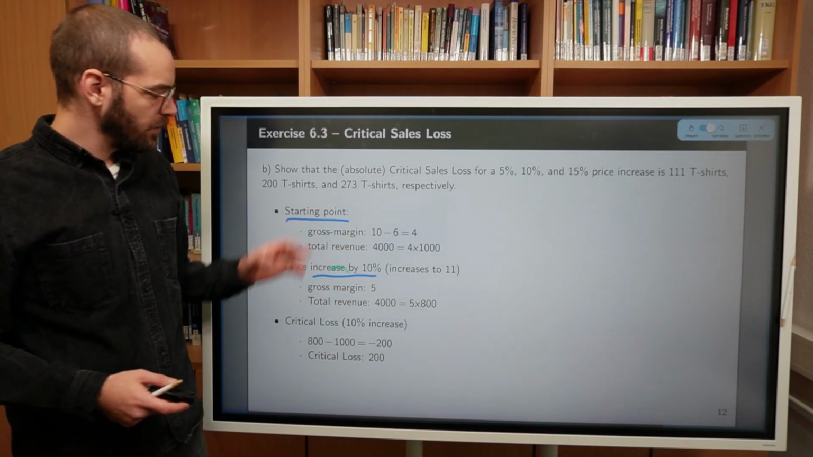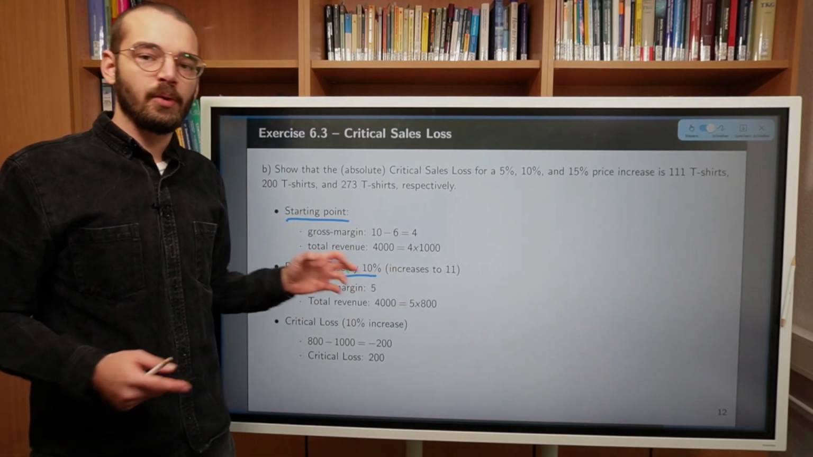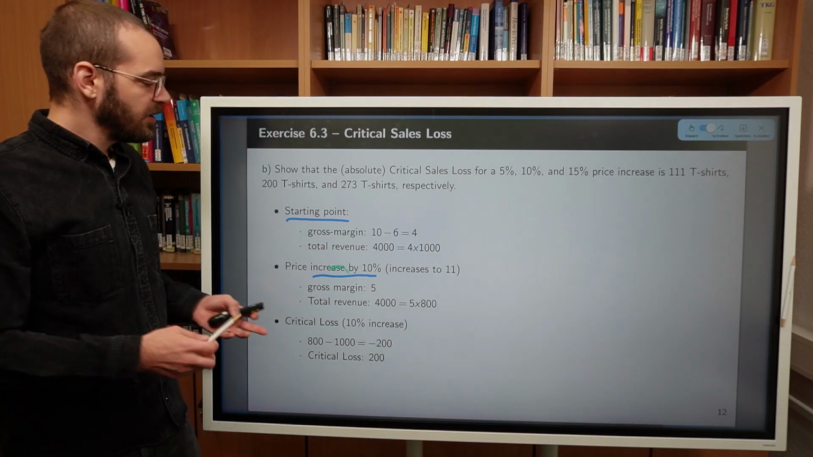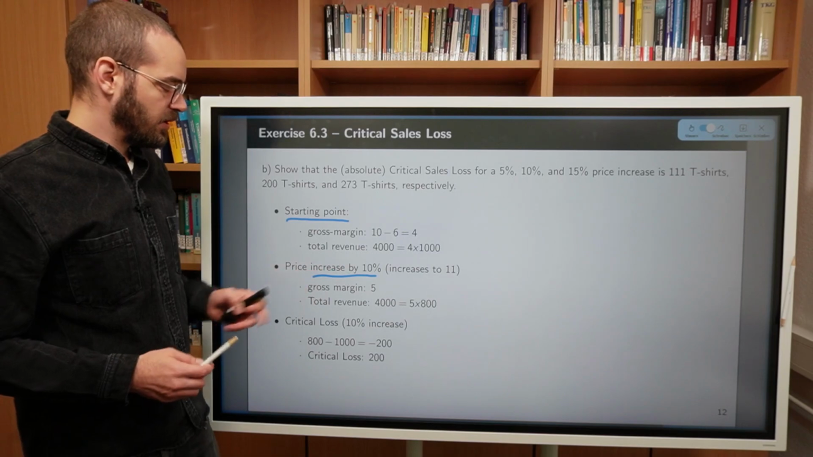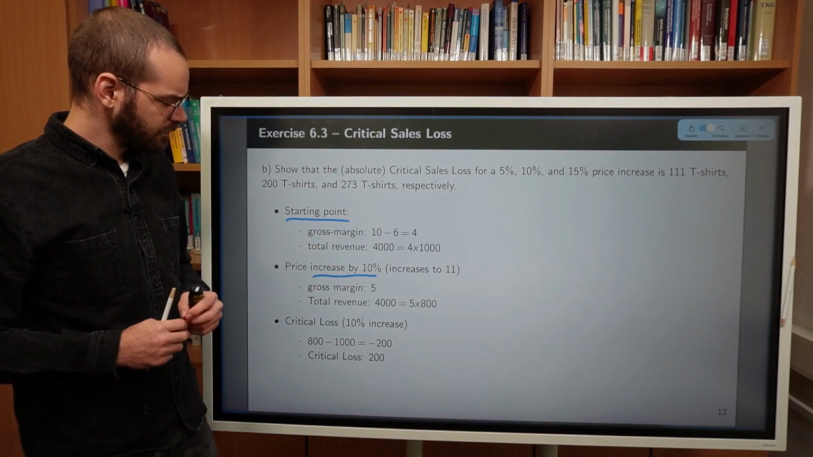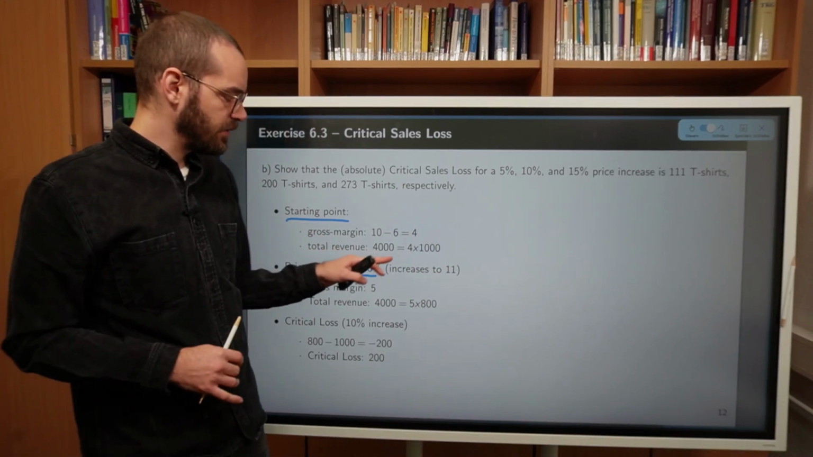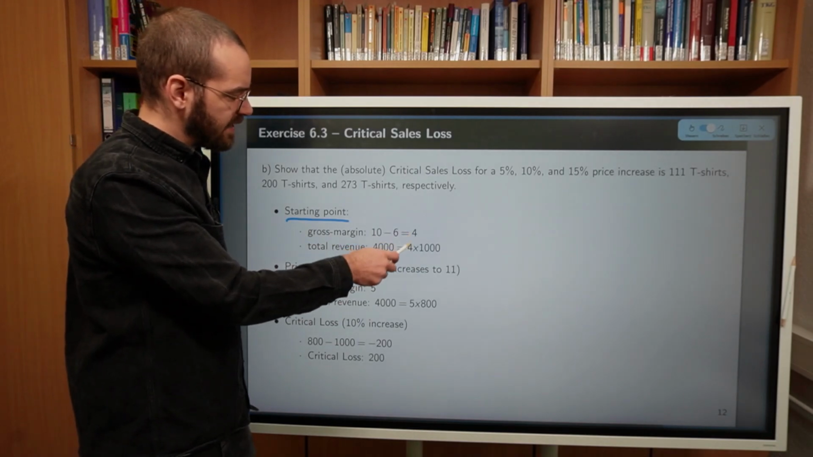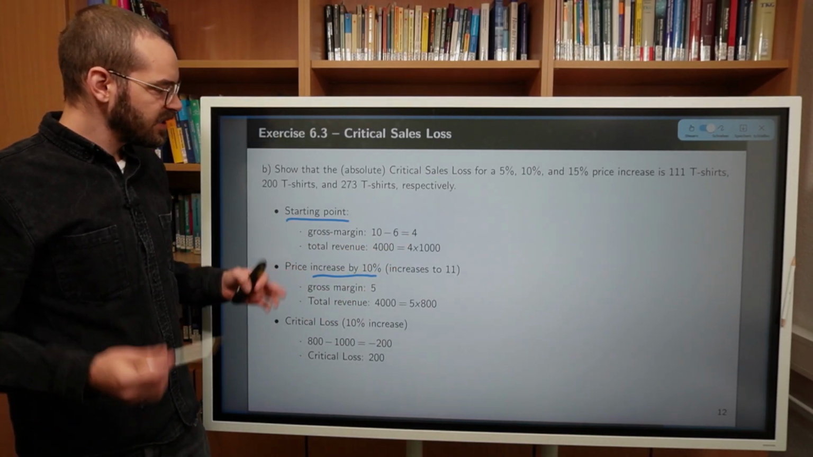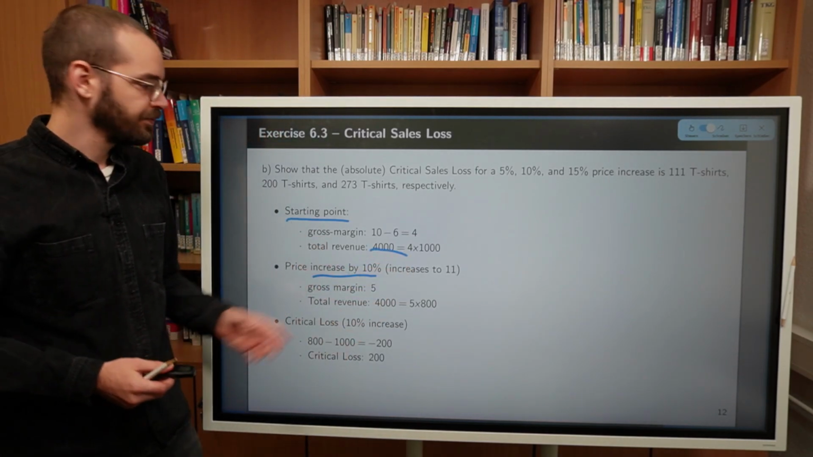And we also know that the company sells a quantity of 1,000 t-shirts in this benchmark situation. So the total profits in this situation are rather easy to calculate, because it's the gross margin times the quantity sold. So in this benchmark situation, the firm is earning 4,000.